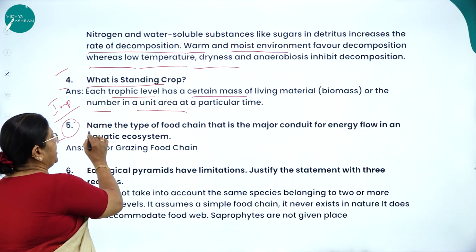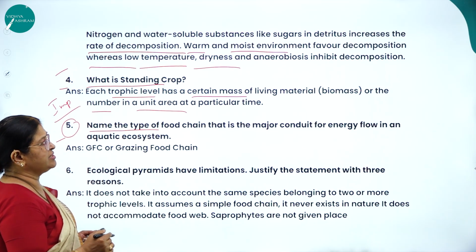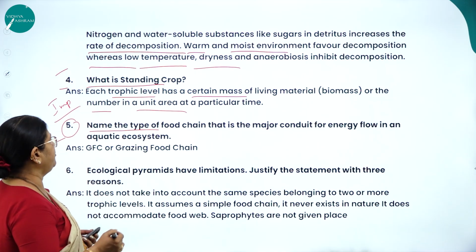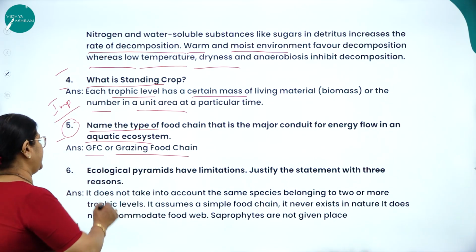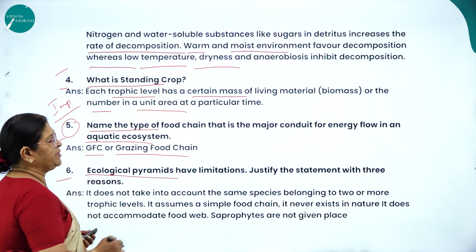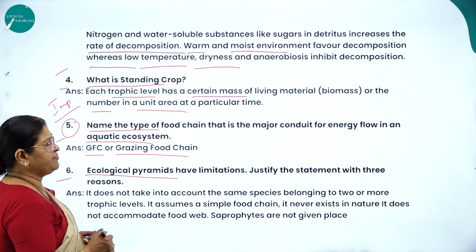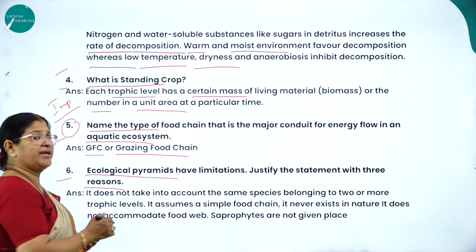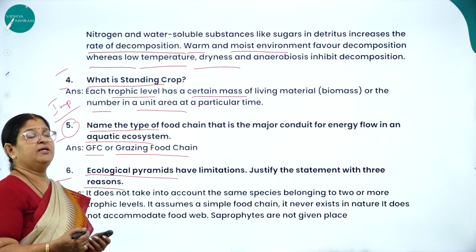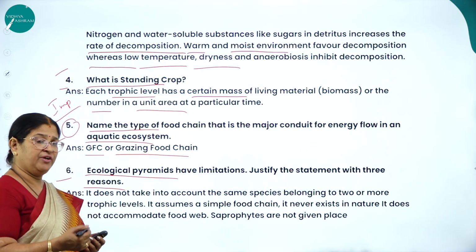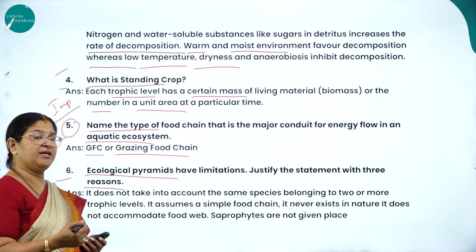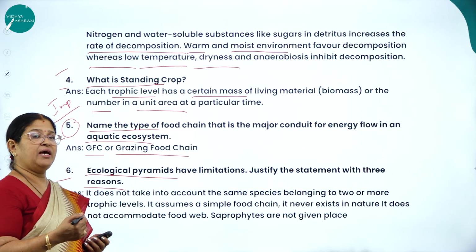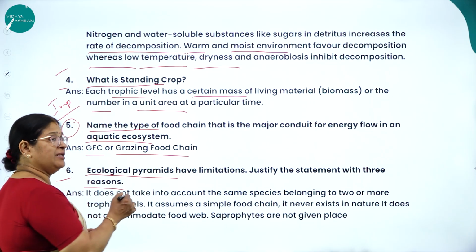Next, question number 5. Name the type of food chain that is a major conduit for energy flow in an aquatic ecosystem. It is GFC or grazing food chain. Next, ecological pyramids have limitations. Justify the statement with 3 reasons. So what are ecological pyramids? Already I explained. The graphic representation of the different trophic levels of a food chain, which mainly consists of biomass, number and energy. So what are the limitations?